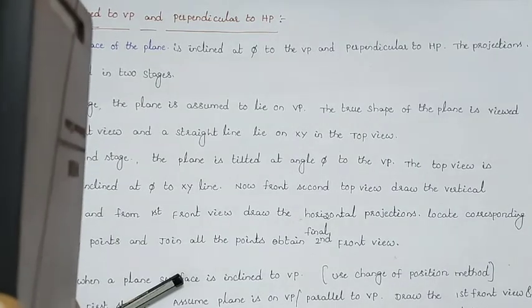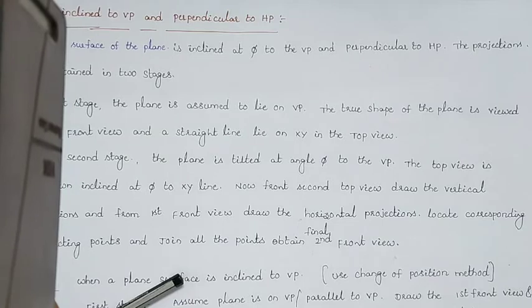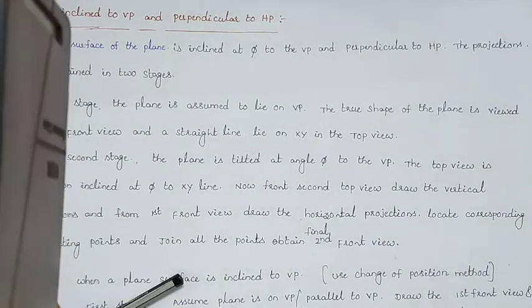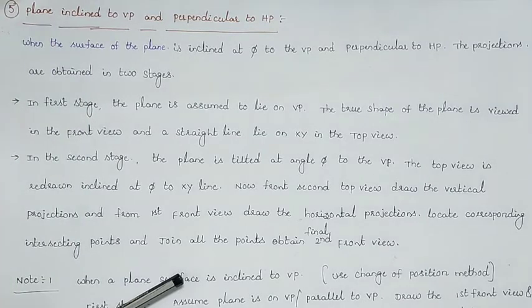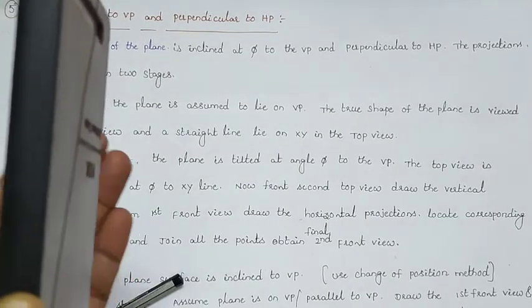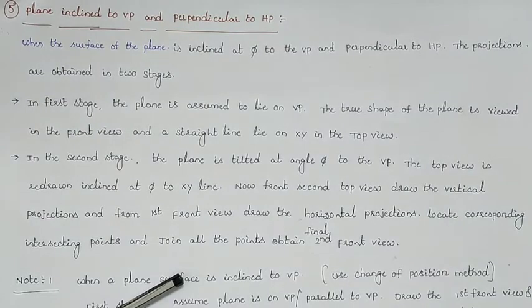Because when a plane surface is parallel to the VP, we see the object from the front view, and we will get the true shape and size on the vertical plane. So when a plane surface is parallel to the VP, we draw the first front view. After drawing the first front view, draw the first top view on the reference line, and next we will go to the surface inclination position. That means the surface is inclined with respect to the VP.